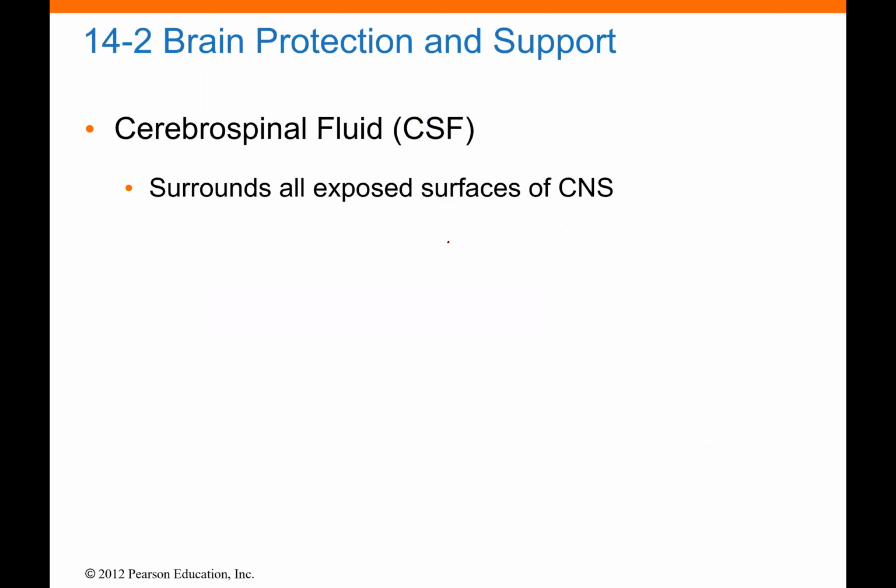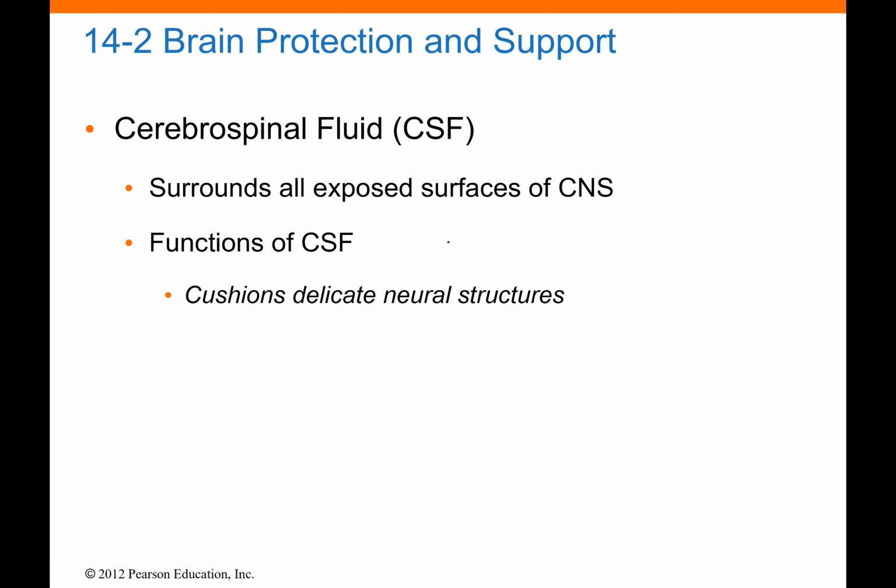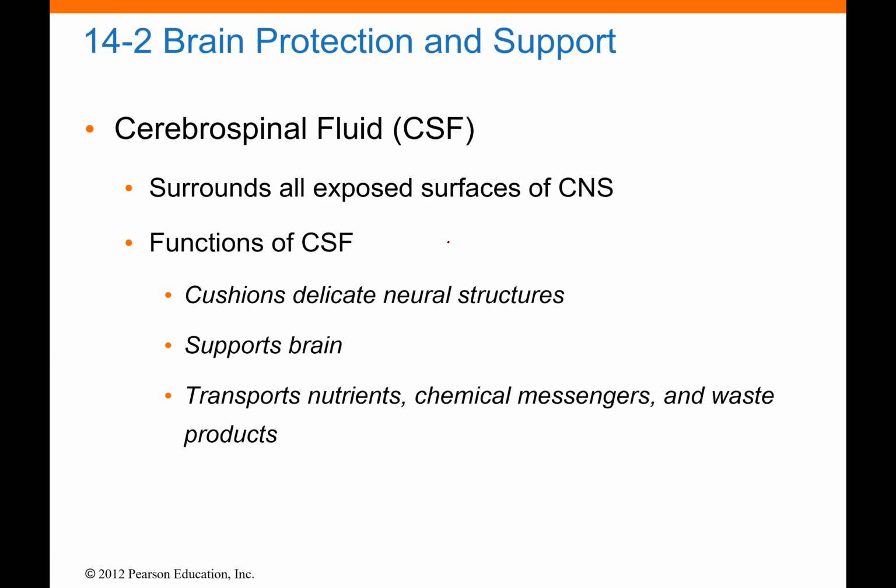Okay, so cerebral spinal fluid surrounds all exposed surfaces of the central nervous system. Functions of cerebral spinal fluid: it cushions delicate nerve structures. We talked about this in class the other day about purposes of cerebral spinal fluid. Cushioning is definitely a function. Supporting the brain, carrying nutrients to that delicate neural tissue, and carrying oxygen to that delicate neural tissue as well. Even though it is highly vascularized, the cerebral spinal fluid also plays a role in delivering nutrients and taking away waste. So it supports the brain. It transports nutrients, chemical messengers like hormones or other messengers, and gets rid of waste products.